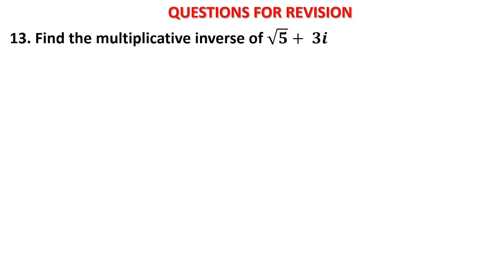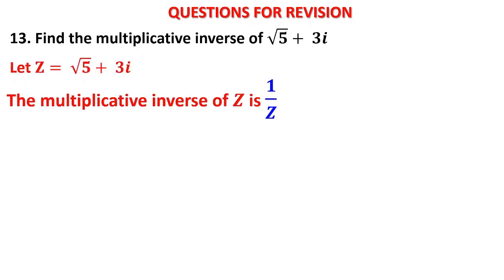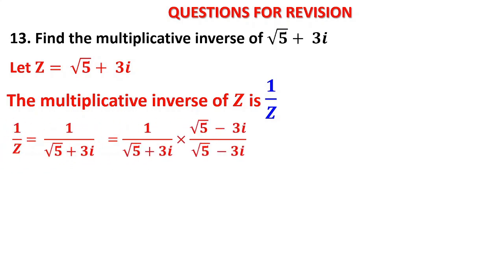Let us go to a question from complex numbers. Find the multiplicative inverse. What do you mean by multiplicative inverse? It is 1 by that. Therefore 1 by that complex number is 1 upon root 5 plus 3i. Now we have to rationalize. Multiply and divide by root 5 minus 3i.